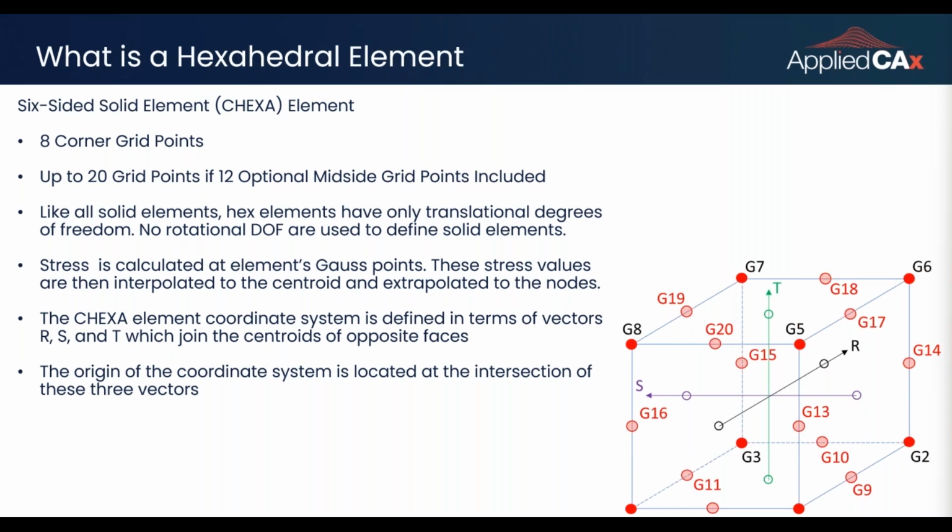Here's some additional detail on the hex element. I don't want to cover everything on this slide, but it will be included with the seminar upload for later reference. The key things to remember here are the linear version of the hex element has 8 corner nodes. The parabolic version has 20 nodes. An extra node is added to the middle of each of the 12 edges. And finally, like all solid elements, it only has translational degrees of freedom at the nodes. No rotational degrees of freedom are used to define these elements or solid elements in general.